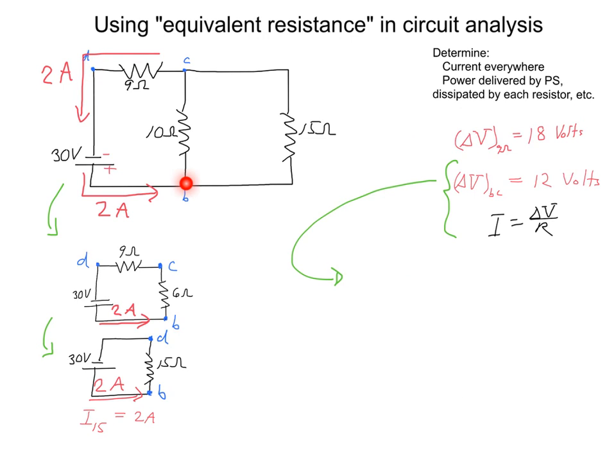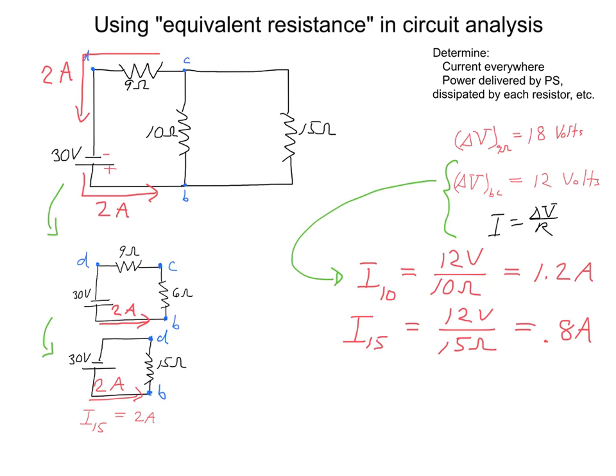Knowing that the drop in potential from point B to point C is 12 volts, that means we have a 12 volt voltage drop across the 10 ohm resistor and a 12 volt voltage drop across the 15 ohm resistor, so we can calculate the currents through those resistors using Ohm's law. Just a reminder that anytime you use this formula or any of its permutations, each thing in the formula has got to be referring to the same circuit element.